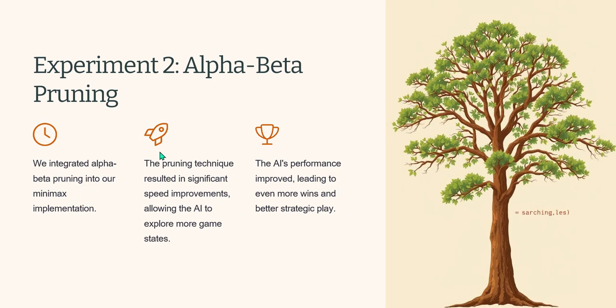Whereas in alpha beta pruning, we integrated alpha beta pruning into the Minimax implementation. So this was put inside Minimax so that it goes through all the nodes necessary and then eliminates the nodes which are not needed. So this was merged into that. The pruning technique resulted in significant speed improvement, allowing the AI to explore more game states. The AI performance improved, leading to even more wins and better strategic plays.